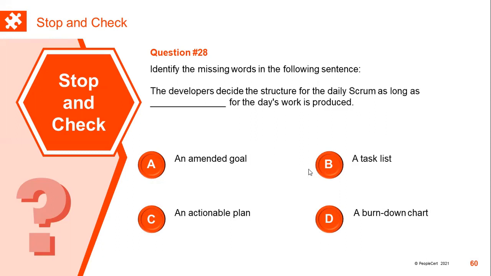A task list will be defined by the end of the sprint planning. So that also will not be changing, though some new tasks may be added or corrected on a daily basis. A burn down chart is updated on a daily basis, but the structure for the daily scrum will be decided by the developers as long as the actionable plan for the day's work is produced.